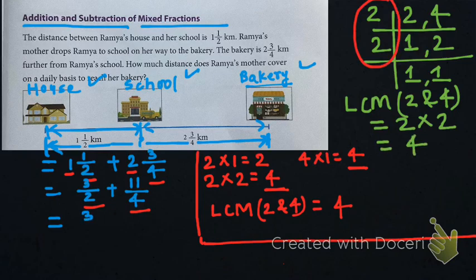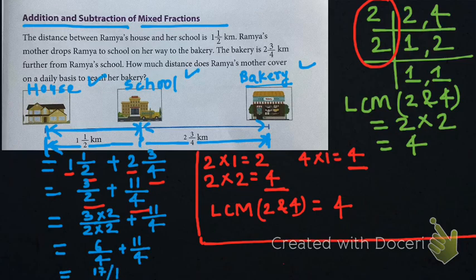So students, now in these fractions, you have to make the denominator 4. So multiply 2 by 2, and you will also need to multiply the numerator by 2. And here you don't need to multiply because you already have 4 in the denominator. So 3 into 2 will give 6 and 2 into 2 will give 4, and here plus 11 upon 4. So your answer will become 17 upon 4.